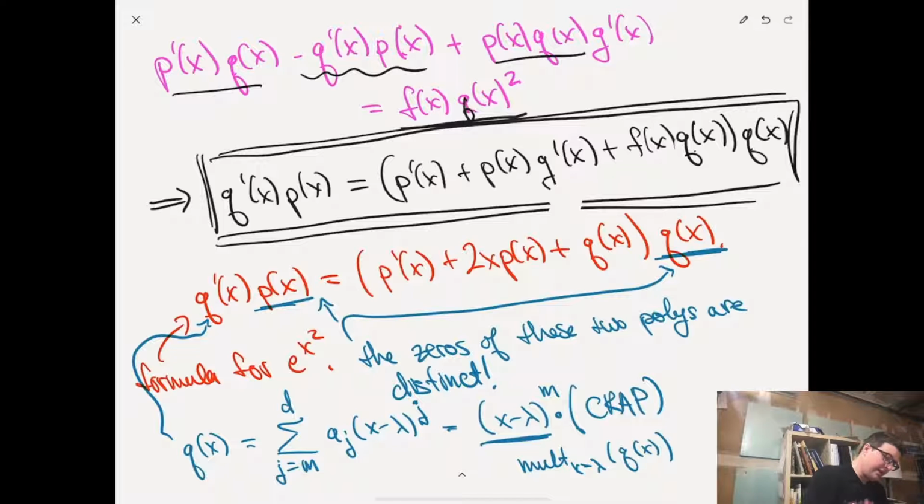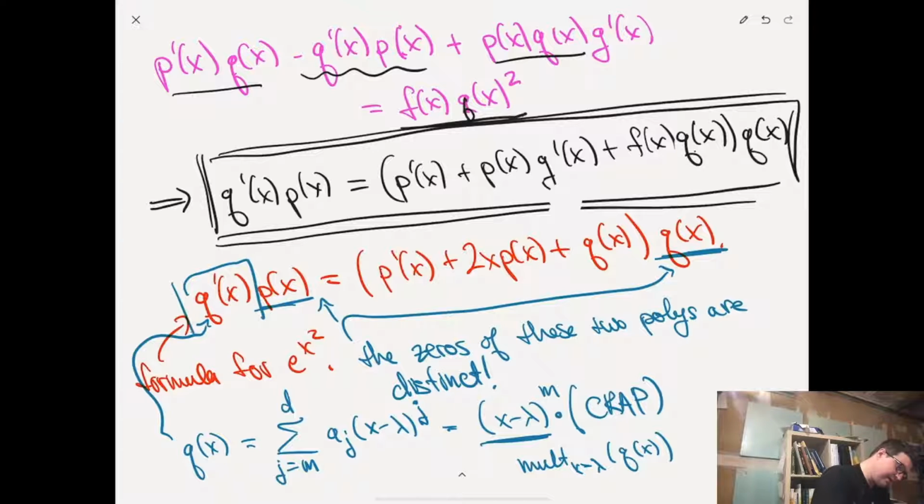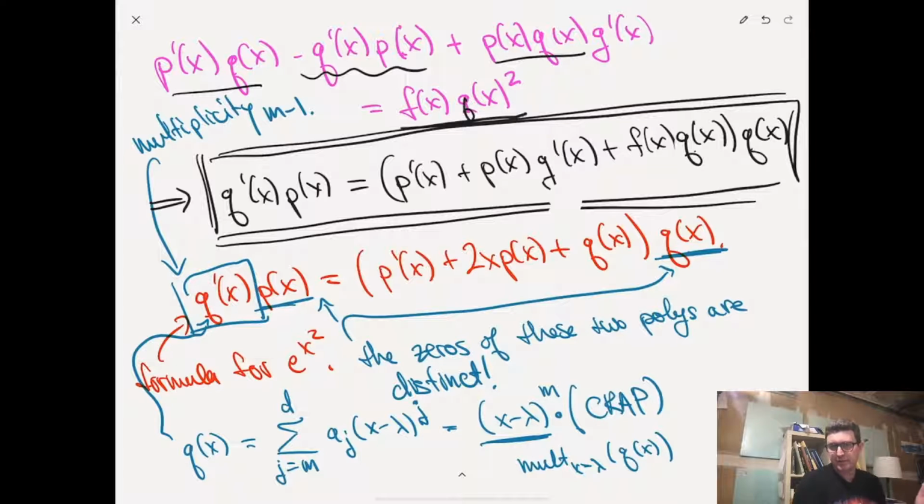Okay, so we can have this. If this is the multiplicity, using this form, you can see that the multiplicity of q prime, this one here, if this is multiplicity m, this is multiplicity m minus 1. All right, and so this thing looks like x minus lambda to the m minus 1 times something, some polynomial like over here. Okay, and it'll be degree 1 less than q.